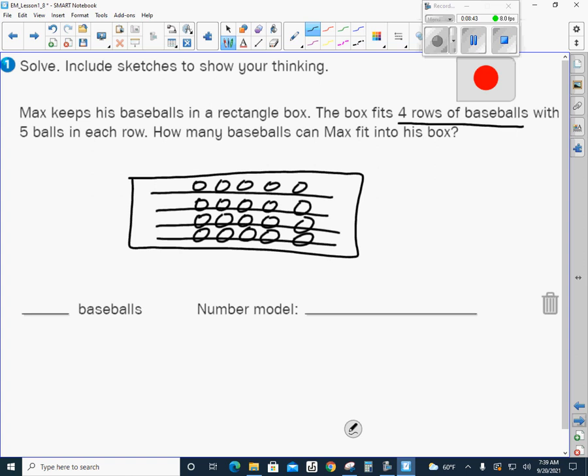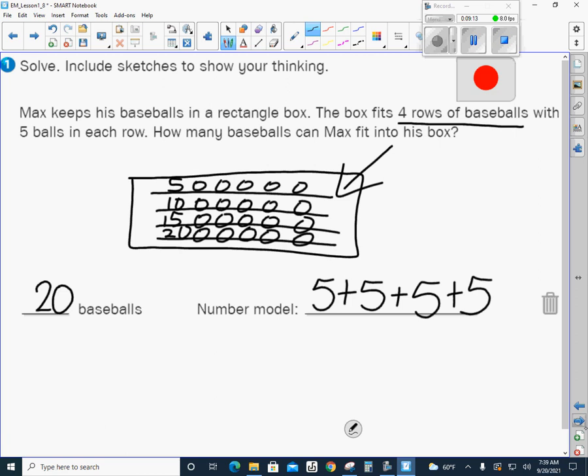Then it says, how many baseballs can Max fit into his box? So how many baseballs can fit into this box? So I know that there's 5 in each row. So 5, 10, 15, and 20 baseballs. Now, you could write that number model as 5 plus 5 plus 5 plus 5.